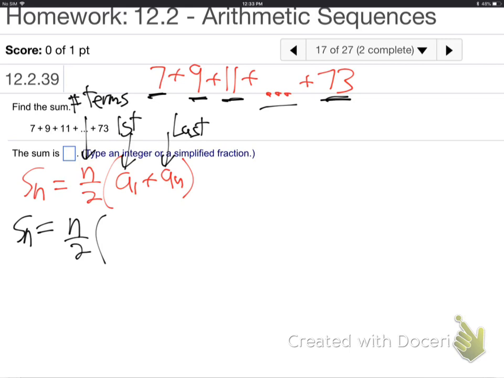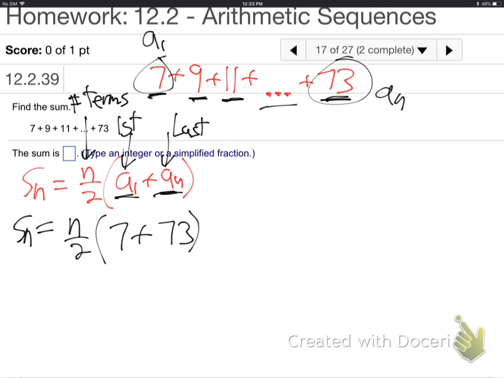A1 means first term. So that's 7. Do we know A sub n? Yeah, last term. This is A sub n. This is A1. That's just first term plus last term. So all we need is n. If I can just get my hands on that n, pop it in, I can figure out the total, the sum. S sub n means sum. What they add up to be.